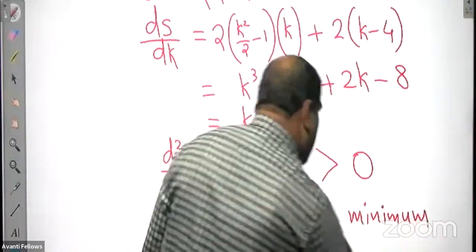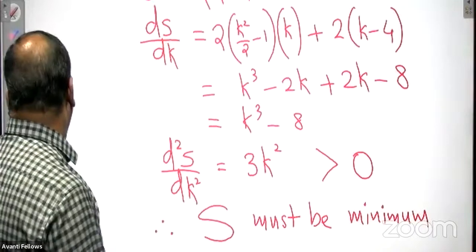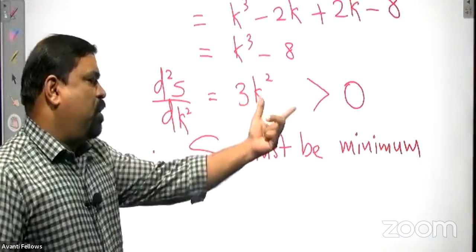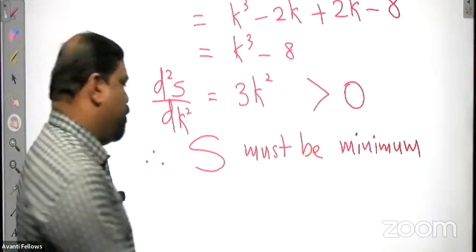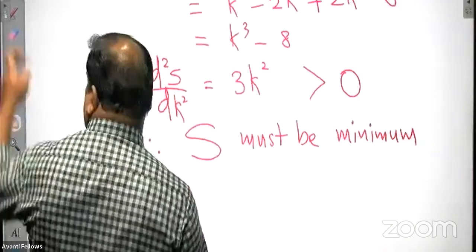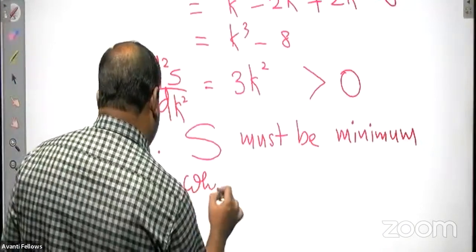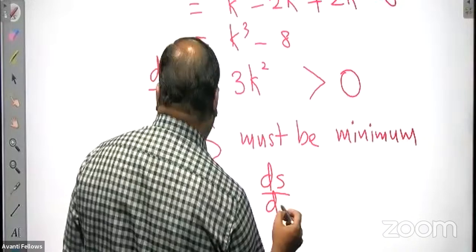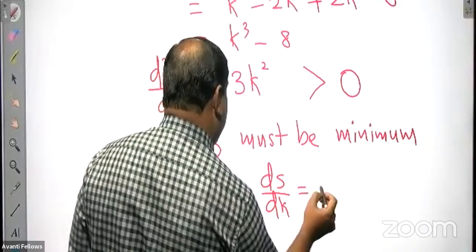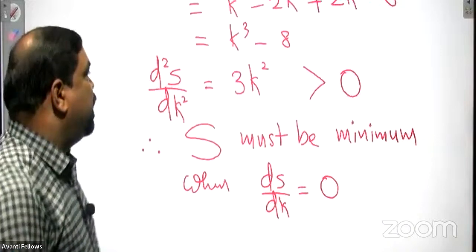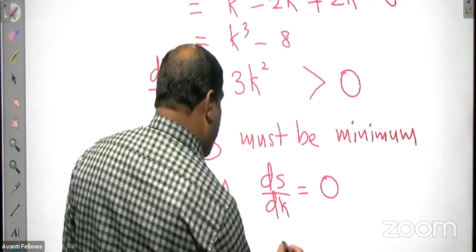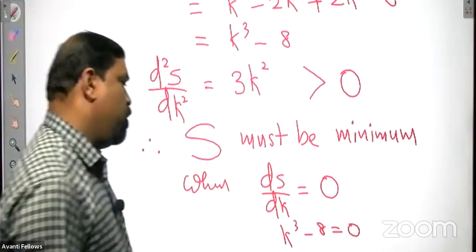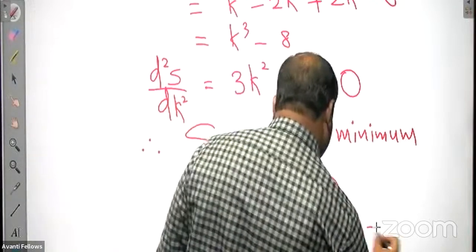Where it is minimum, that we will get from the first derivative. Second derivative is positive means s must be minimum only. When s is minimum, that is obtained from the first derivative. Maximum or minimum always occurs at the critical point. Critical point means when ds by dk equals 0. ds by dk is 0 means k cube minus 8 equal to 0, which means k is equal to 8. Sorry, k is equal to 2.